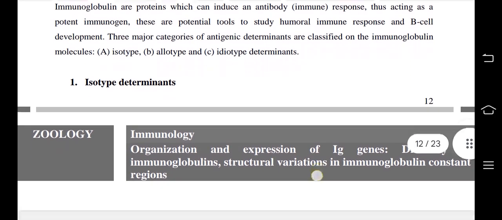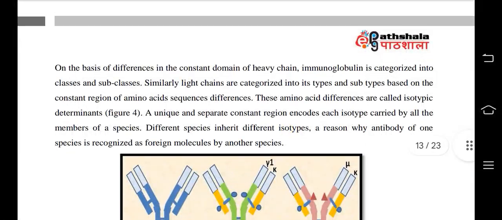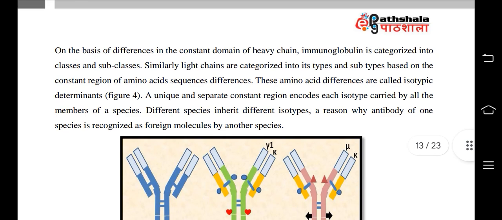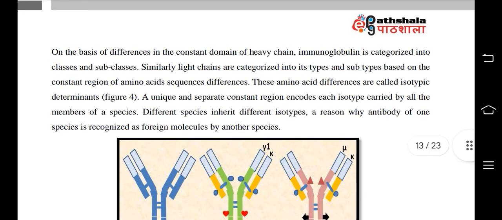Isotype determinants: on the basis of differences in the constant domain of heavy chain, immunoglobulin is categorized into classes and subclasses. Similarly, light chains are categorized into types and subtypes based on the constant region amino acid sequence differences. These amino acid differences are called isotypic determinants. A unique and separate constant region encodes each isotype carried by all the members of a species.